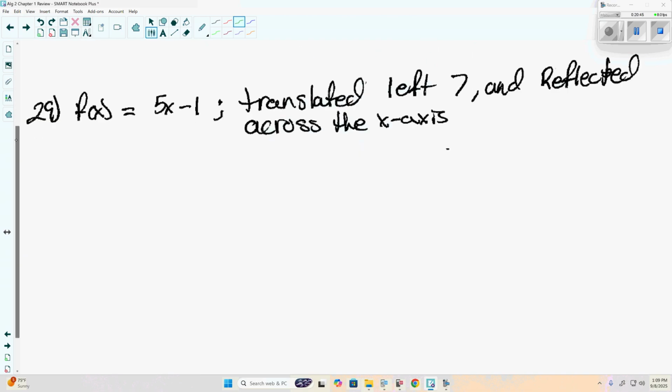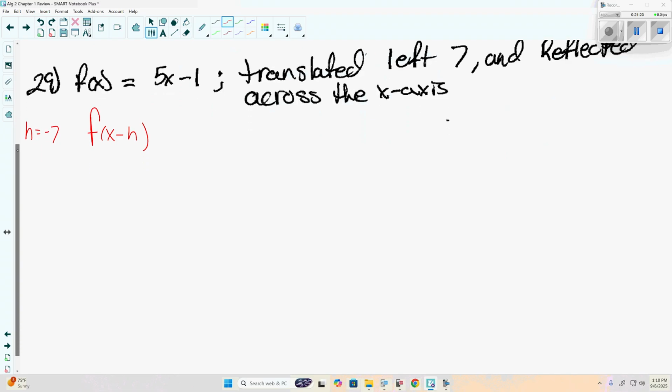f of x equals 5x minus 1. We want to translate it left 7 and reflect it across the x-axis. Our horizontal translation general form is f of x minus h, where h is the amount that we move it left or right. Up and down is fine. I didn't denote it because this left and right can be a little tricky. Our value of h is 7 units to the left. Because we're going left, the value of h is indeed negative 7.